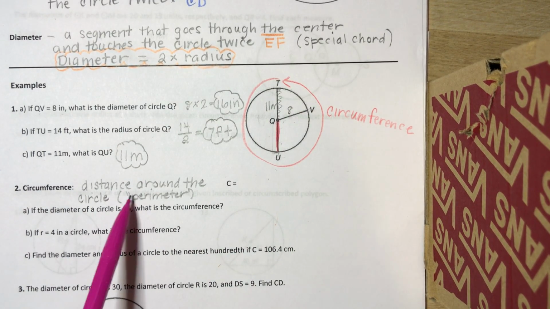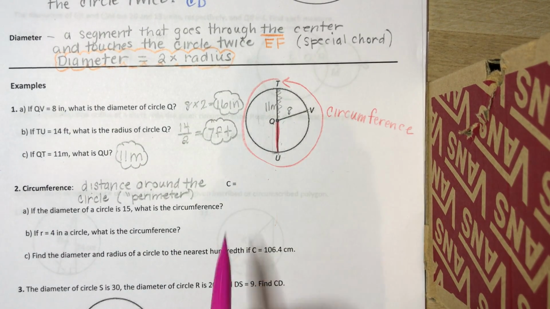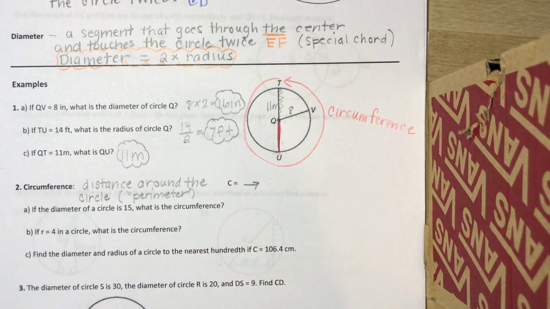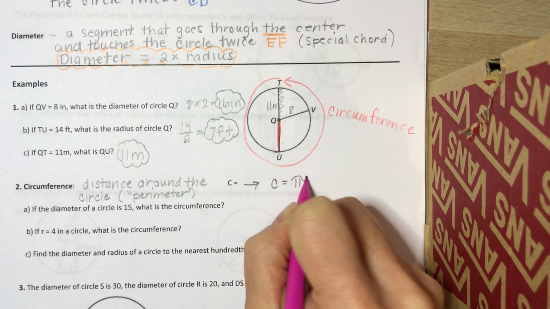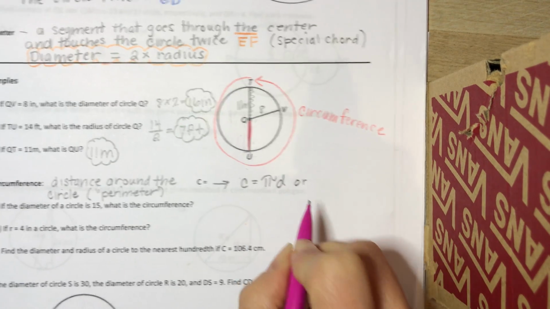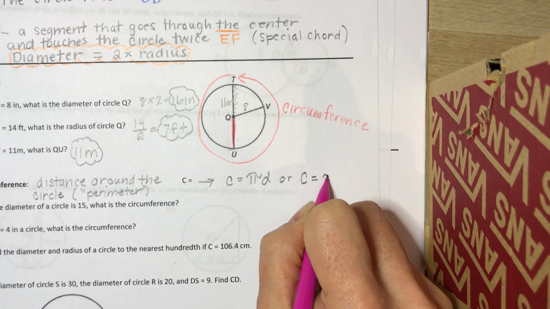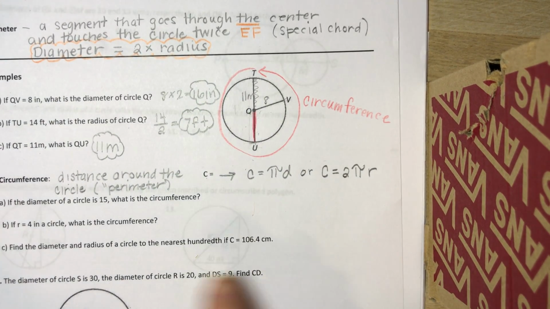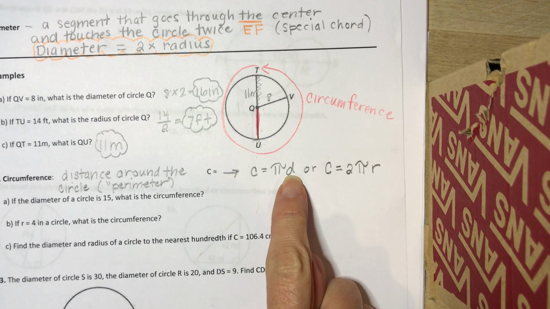Now, when we talk about circumference, there's a formula that we can use. There's actually two formulas. Circumference equals either pi times the diameter, or you may see it written as circumference equals 2 times pi times the radius. Both of these mean the same exact thing. 2 times the radius is really your diameter.